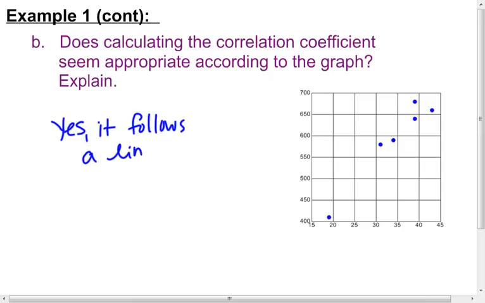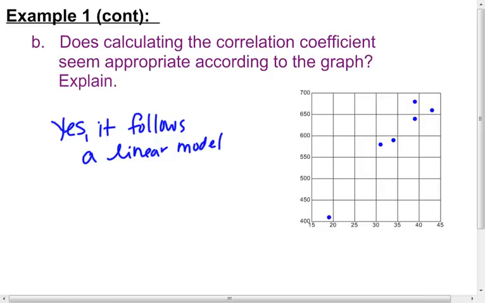And the other thing you probably should look at is if it has any outliers in there. Because if it has outliers, you probably want to take those off your list before you calculate the correlation coefficient. In this case, it doesn't. But yes, it's appropriate. It follows a linear model.